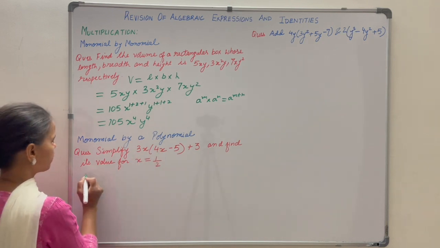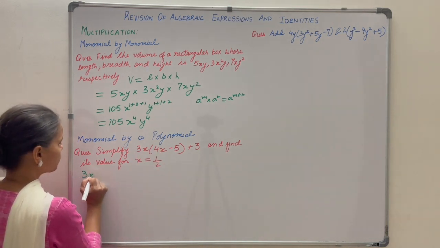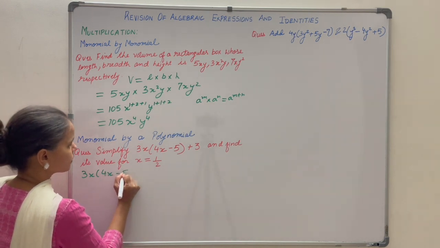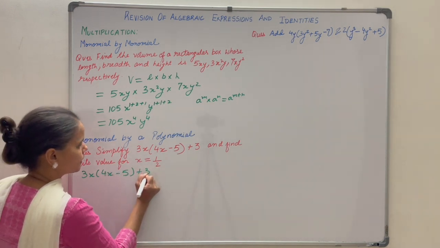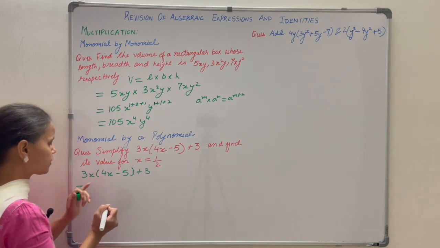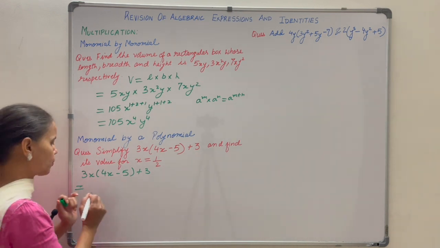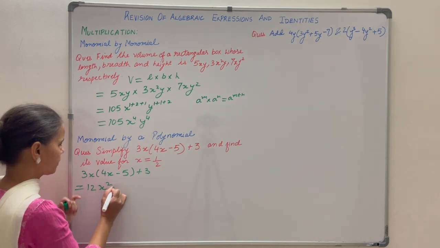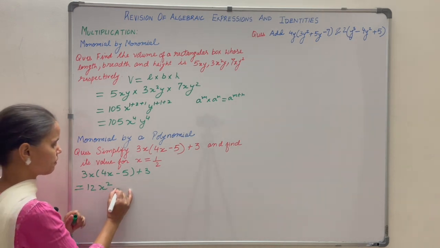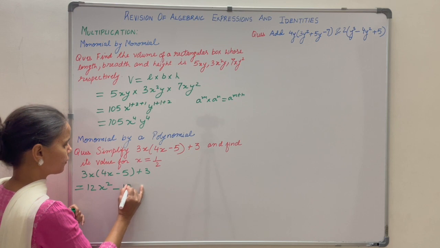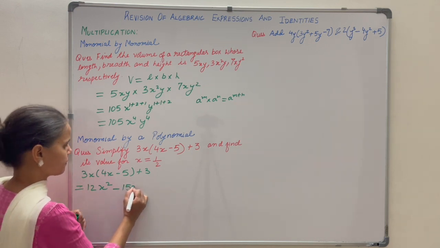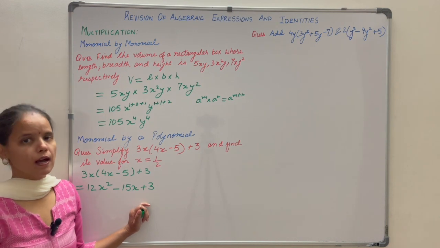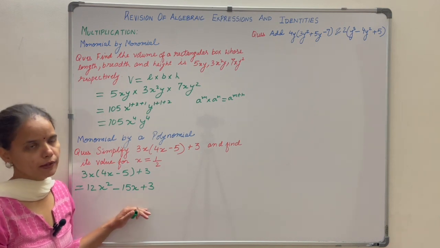So first let us simplify this. 3x in brackets 4x minus 5 plus 3. That is equal to 3 into 4 is 12, x into x is x square, plus into minus is minus, 3 into 5 is 15x, plus 3. There is no like term to be added. So this is the simplified form.